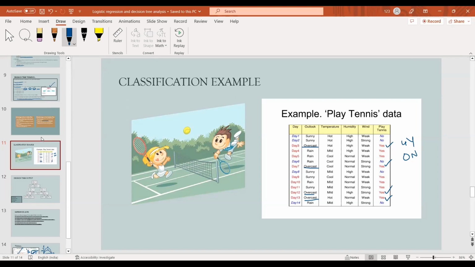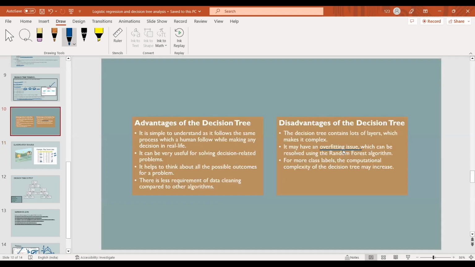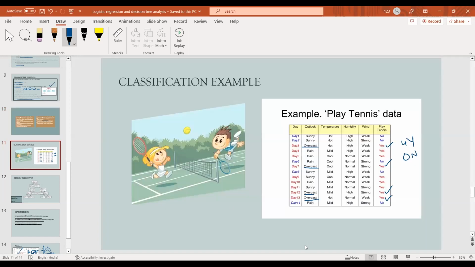So that is actually a problem of overfitting, and that's a very major disadvantage. For that, what we basically do is that we fix a maximum depth. So again, tuning of parameters includes fixing a maximum depth of the decision tree. So again, we have used the play tennis data, and I'll just quickly go through the code.